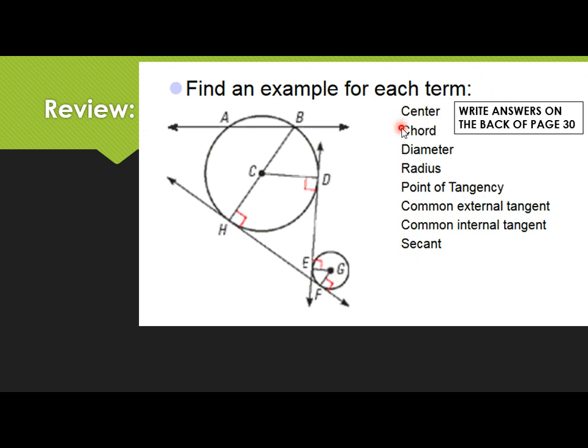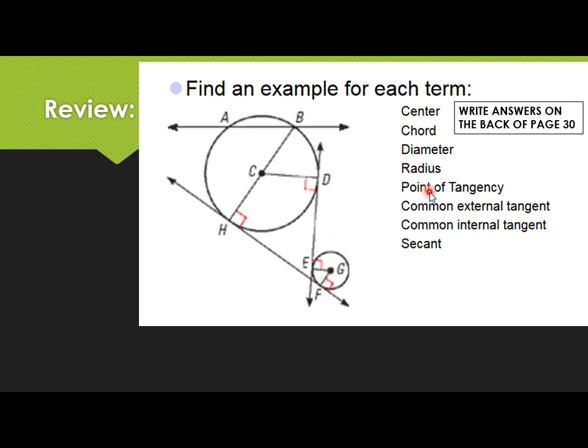A chord, if you look, I don't have any chords that are by themselves, but AB is a chord if you have it as a segment from A to B. Diameter, segment BH is the only diameter in the picture. Radius, there's a bunch of them. A radius is a segment, just pick one of them. BC, DC, HC. Remember, you can say CH or HC, it doesn't matter. But also down here, EG is a radius and GF is a radius.